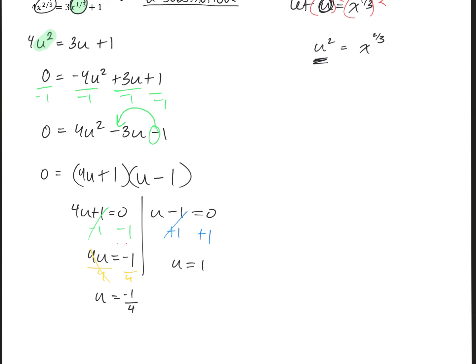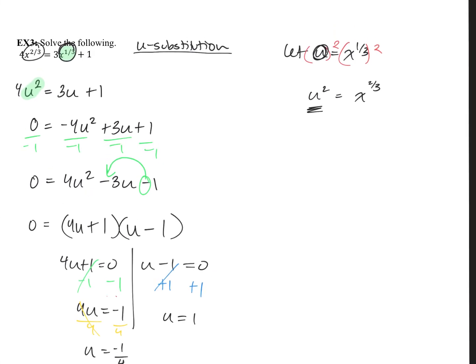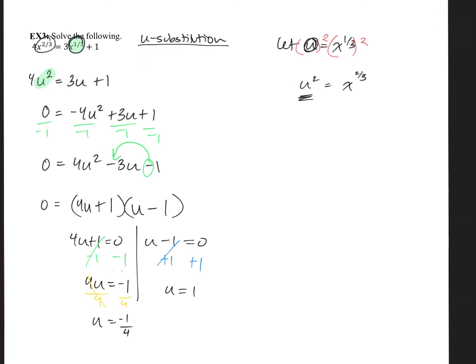So can I box my answer? Am I done? No, we have to be careful. What's wrong? Well, we're told to solve for x. But we have just solved for u. How do I fix this? Well, don't worry. Remember, we know that u equals x to the 1/3. So let's go ahead and resub for x. So we know that u equals x to the 1/3. So swap those back out now that we've cleaned things up a bit.